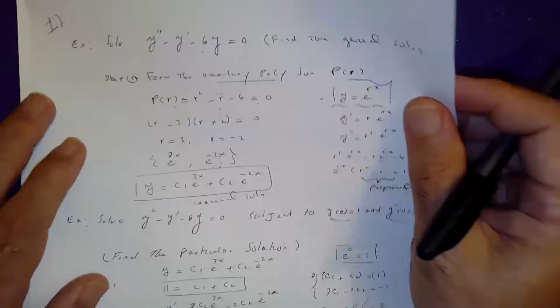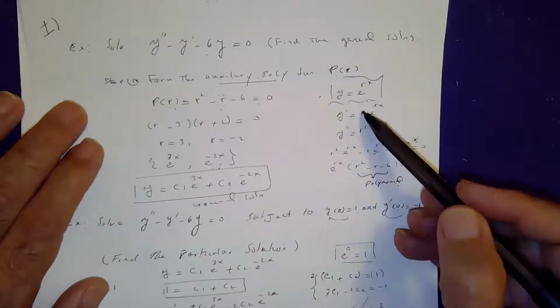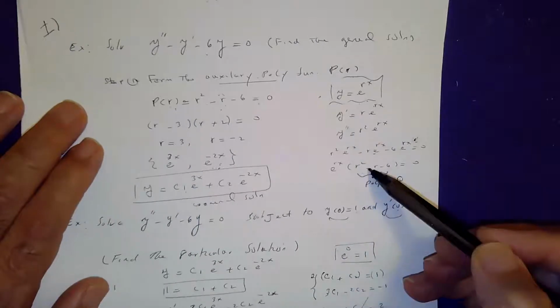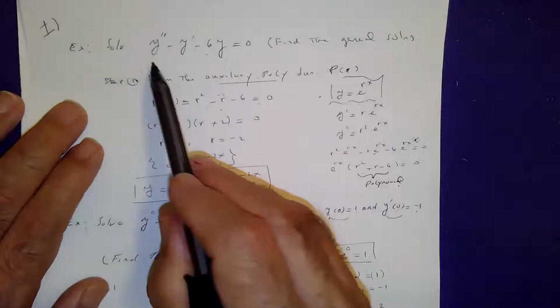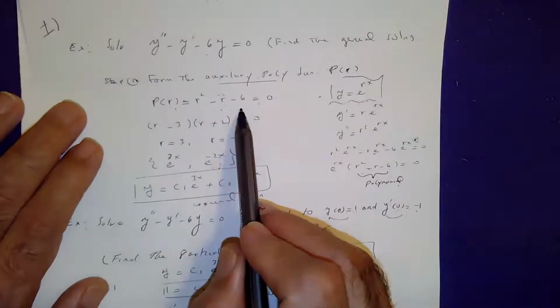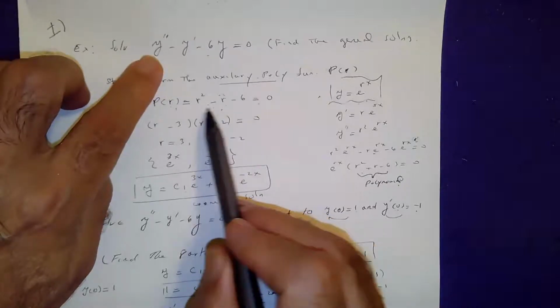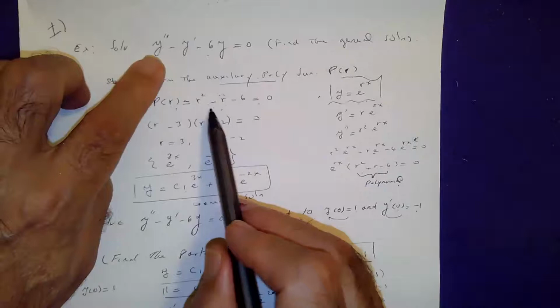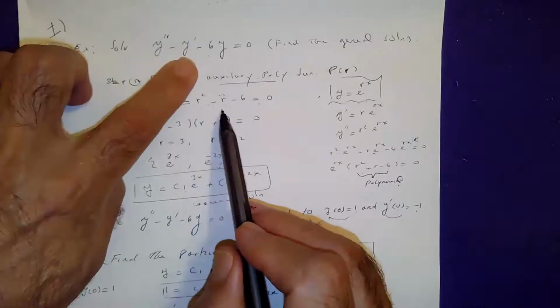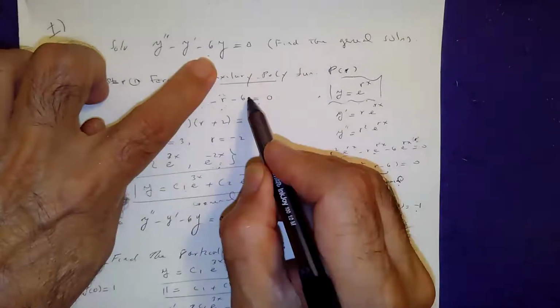So in this case, notice there is absolutely no need to go through these steps. By inspection, look at the differential equation and write the auxiliary polynomial. Replace what? Pretend you are substituting y double prime with r squared, y prime with r, and y with 1.